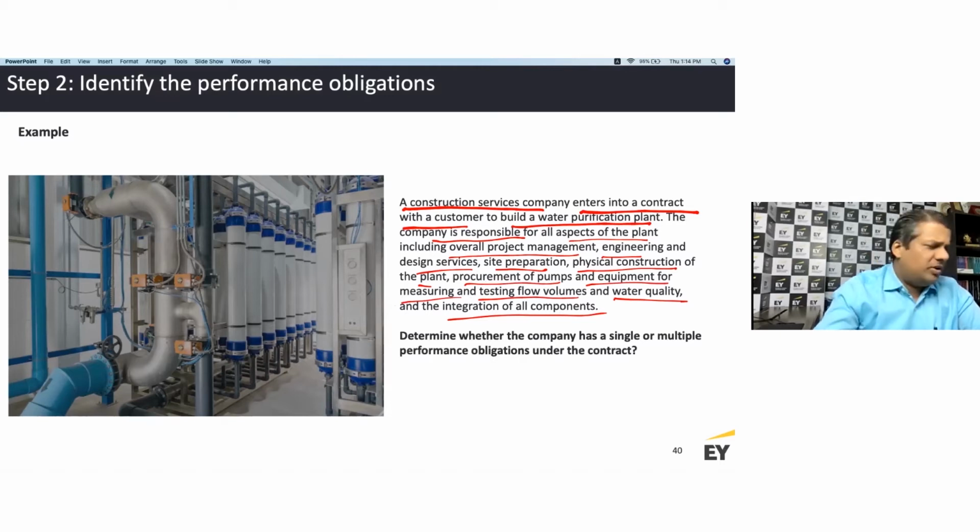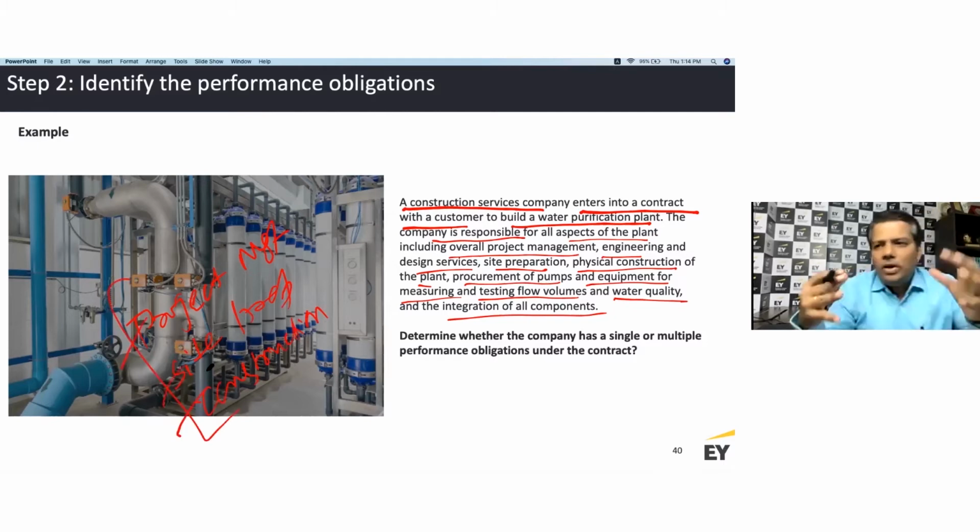Now, what are we trying to say here? The question here essentially is whether project management is a separate performance obligation, or for example site preparation, or for example construction of the plant itself. There are several activities, right? Construction. So are they all separate, or do they have to be looked at together?